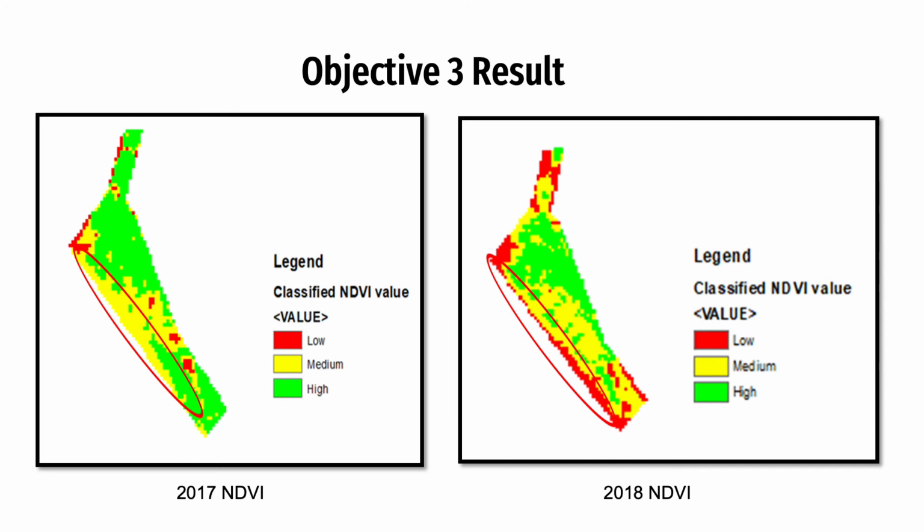The areas which were yellow in 2017 have turned to red in 2018, and the green areas have turned into yellow or red. This shows that the distribution density of the mangrove forest at the park has undergone some deforestation.